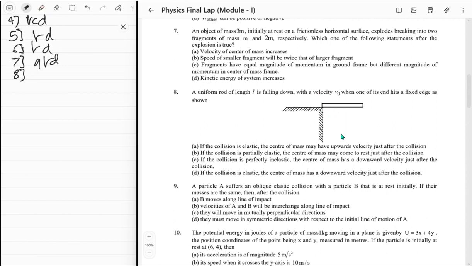Okay, this is weird. Wait, something's wrong. It says velocity V naught falling down. Oh, okay, it was coming from above going down, and then it hit here. Fixed edge is shown. So it's going to apply some kind of impulse and then it will go the other way. Is it smooth, is there friction here? Fine, whatever. So it will start moving like this. Center of mass may have upwards velocity just after the collision if collision is elastic, then looks weird, doesn't it?